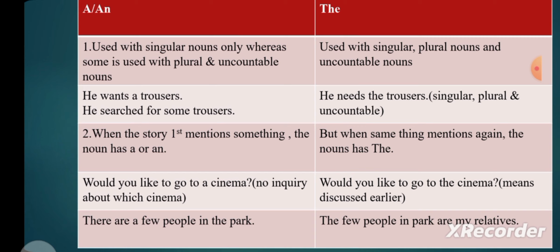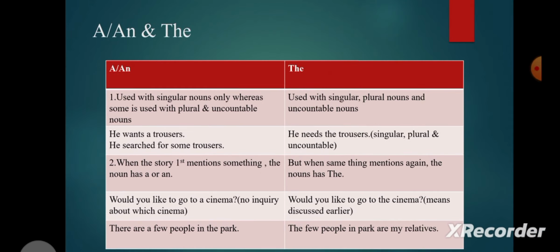The is used also when the same thing is mentioned again. For example, the thing which you have discussed earlier, but now you are mentioning it again, then you will use the article the. Would you like to go to the cinema? Means you have discussed it earlier. The few people in the park are my relatives. That you are specifying those people who are in the park, they are your relatives.